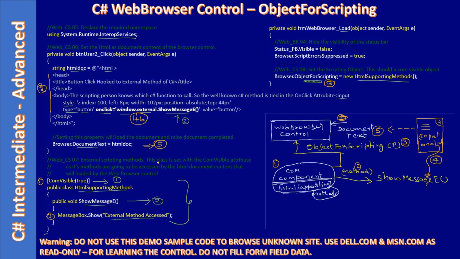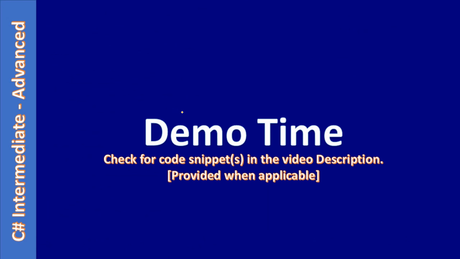So this is one more technique to handle the HTML button click in the C# handler. And if you see here, the HTML developer is using the onClick, and they directly refer to our COM exposed method. Now it's demo time. We will go to Visual Studio and implement this code.